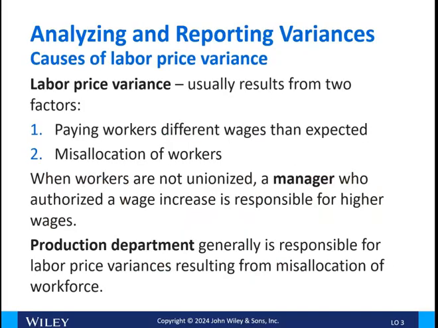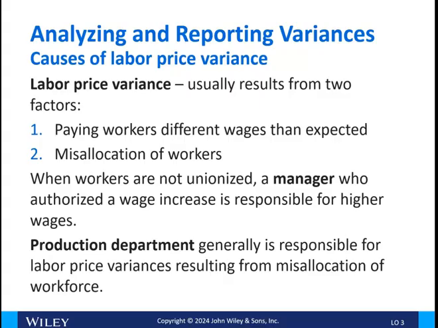So what causes the variances? A labor price variance, the price side of it, usually results from two factors. Paying workers different wages than expected. If it's favorable, you could have had some new hires that came in at a lower rate than you expected. If it's higher, it could be overtime that you're paying, something like that. And then a misallocation of workers.